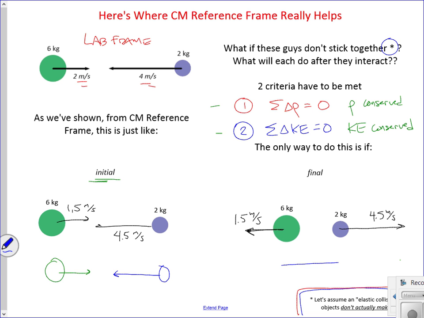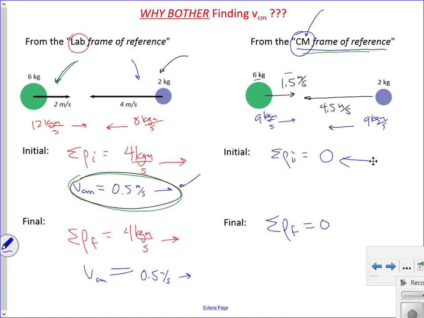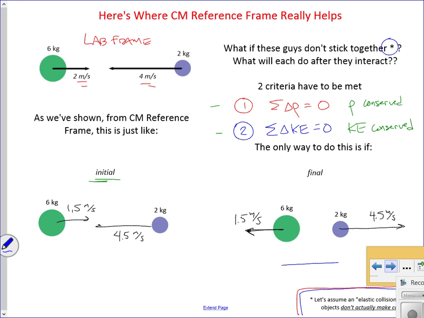There's still 0. Oh, and I haven't even proven that. Let's look at this. Well, I did prove it, right? On the last page? Yeah, sure. We proved that here. So we've met the criteria where initial momentum is 0, final momentum is 0.